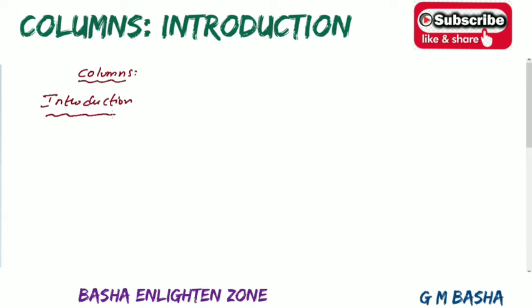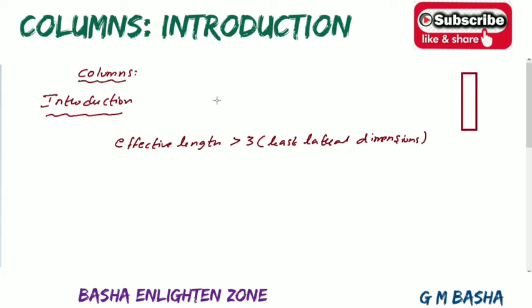So, generally, what is a column? A vertical member whose effective length is greater than 3 times the least lateral dimension, which carries compressive loads, is called a column. Means a vertical member. So any vertical member whose effective length is greater than 3 times the least lateral dimension. So generally you can remember it like this.